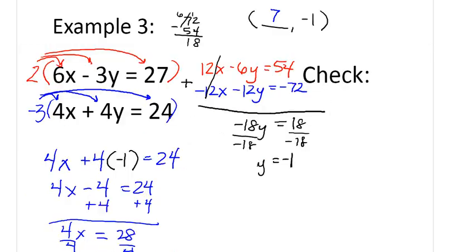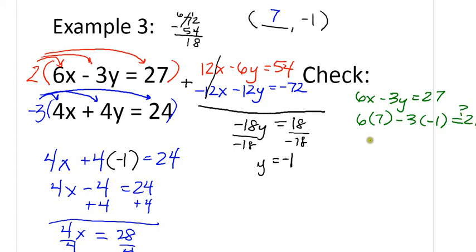I do want to check this one. So in your notebooks, check this with me. I'm going to have 6x minus 3y is equal to 27. Notice I'm pulling the original equation. It just prevents me from making a mathematical error. So 6 times 7 minus 3 times negative 1, I think, is 27. This is going to be 42 plus 3, I think, is 27. And we know that that's actually not 27. So somewhere we've made a mistake.